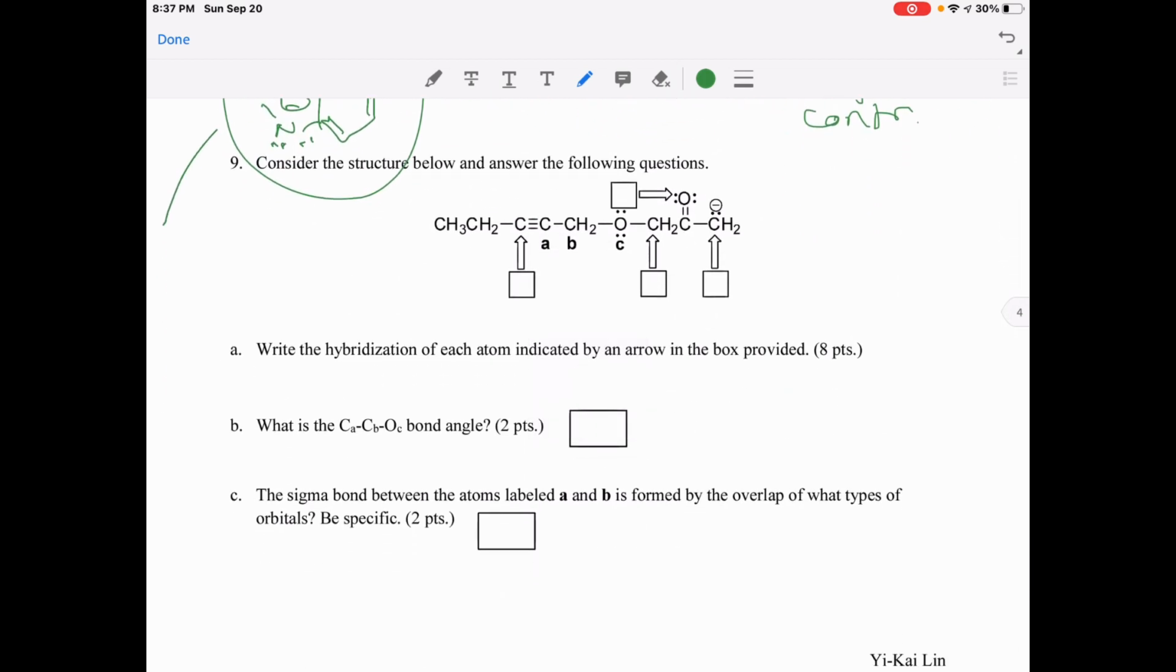For number 9, we are given the following molecule, and we are given a series of questions about it. So for the first question, it asks us to determine the hybridization of each atom. But before that, I want to draw the resonance structure of this molecule. So I'm going to ignore this part, and I'm just going to draw everything after that squiggly line. So once I draw that, I draw the oxygen, and then I draw the CH2, followed by the carbonyl group.